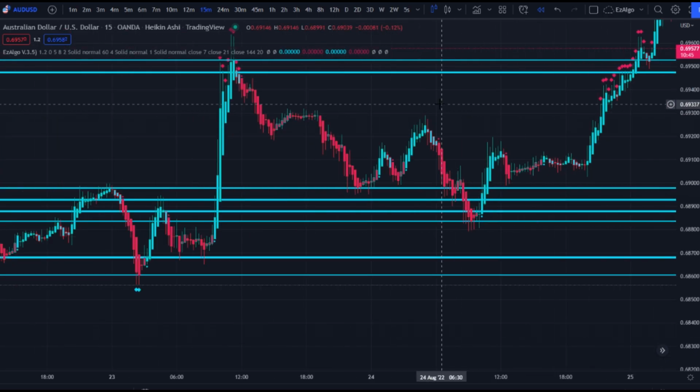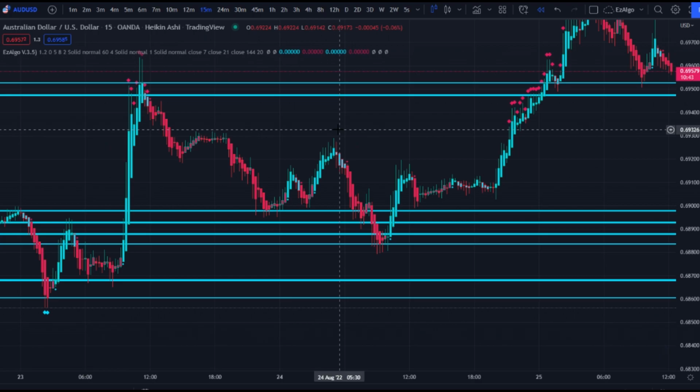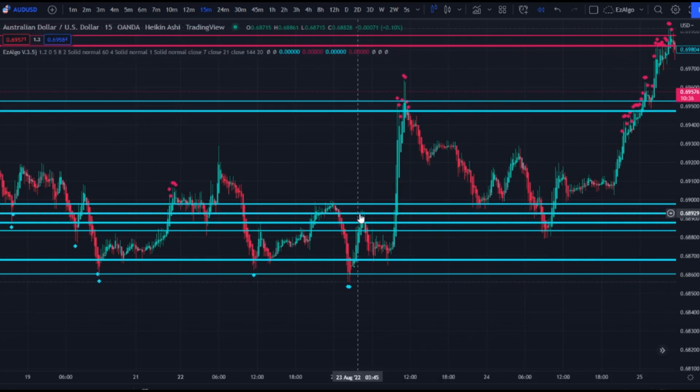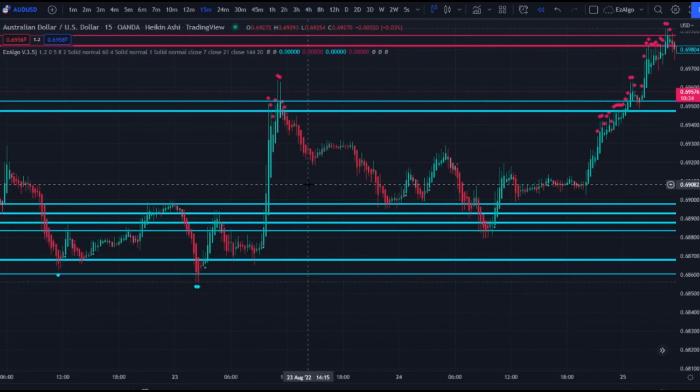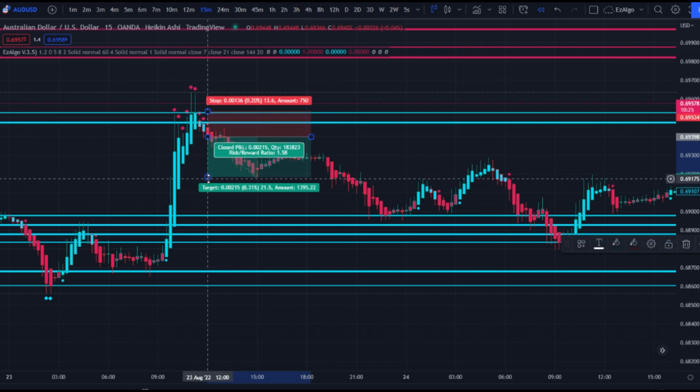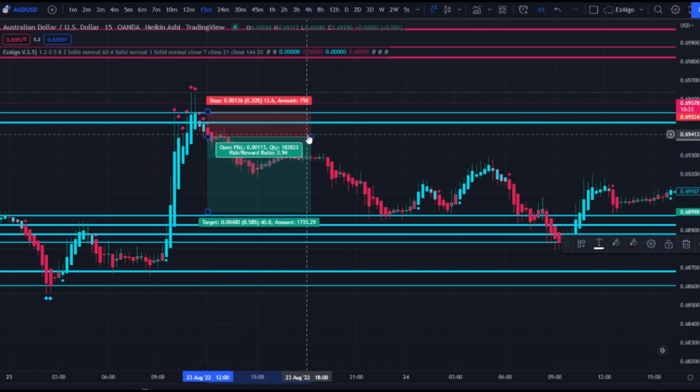So definitely use the horizontal support and resistance levels as lines on EzAlgo if you're not doing that already. And like I said, this is the 15-minute time frame on AUD/USD. I can show you some other pairs after. Even a move like this, right? Even one move like this, the gains are huge, guys. That's a 40 pip move, right?